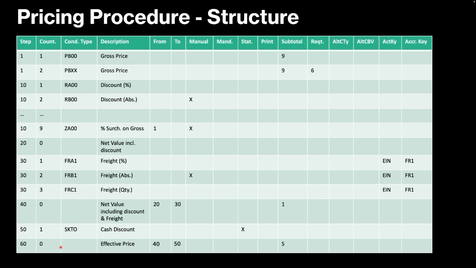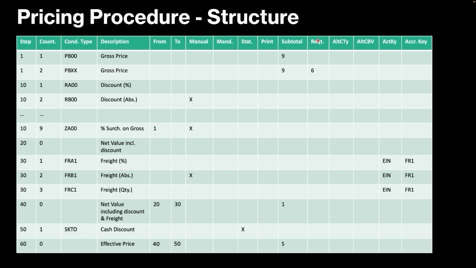So whatever value is available in this particular row will be saved in the effective price. Similarly, this 9 stands for the gross price. So to tell the system which particular condition type is to be considered as the gross price, you have to enter this subtotal 9 here.